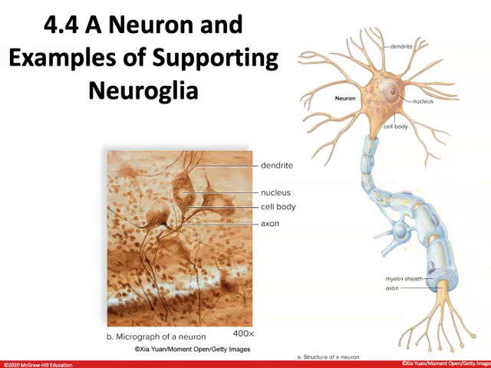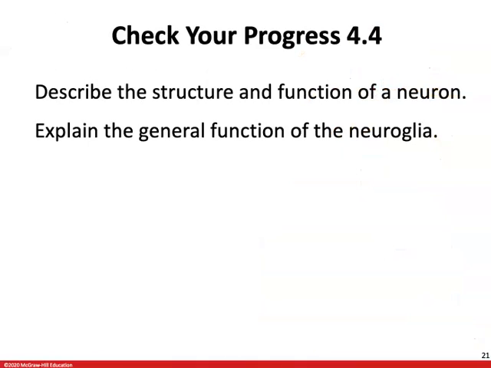Neuroglia are going to outnumber neurons 9-1. They take up more than half the volume of the brain, and their main function is going to be to support and nourish the neurons. All right, so please make sure that you can describe the structure and function of a neuron and explain the general function of neuroglia.